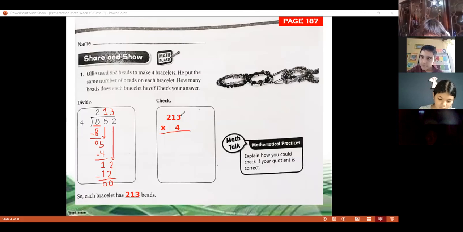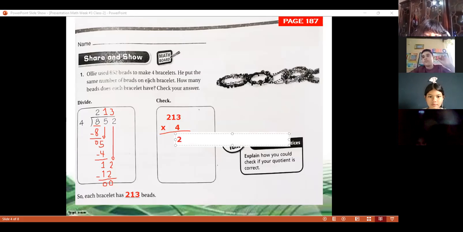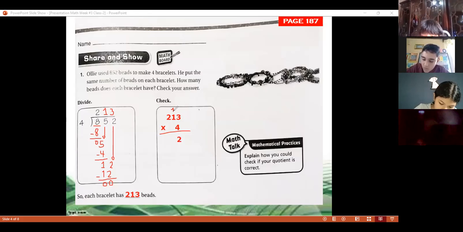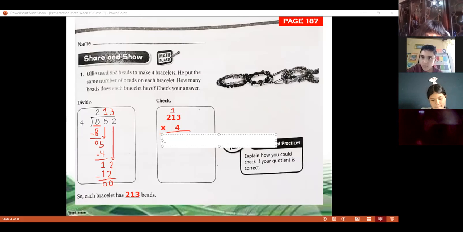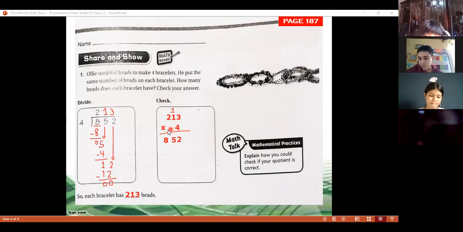Now, 4 times 3, what is the answer of 4 times 3? Who knows? 12, that's right. So we write the number 2 and we regroup the 1. 4 times 1 is 4. 4 plus 1 is 5. 5, that's right. 4 times 2? 8. Excellent. So we have the answer. 852 is the answer of the multiplication.